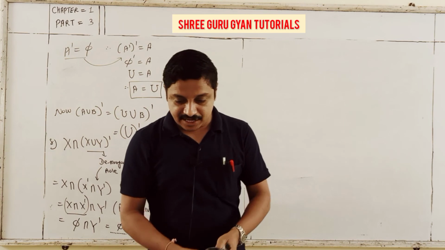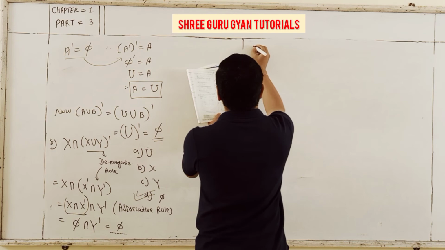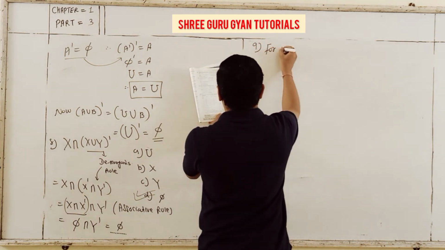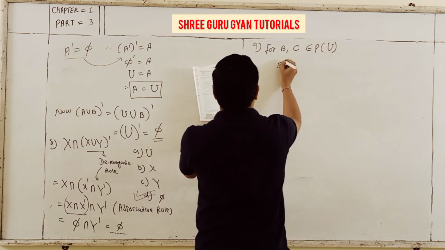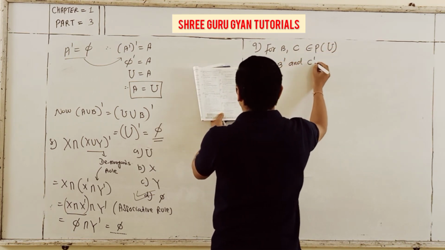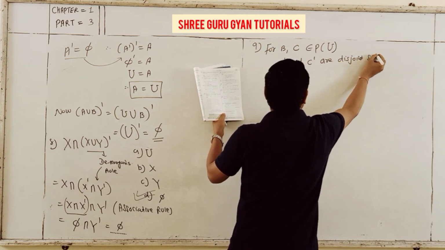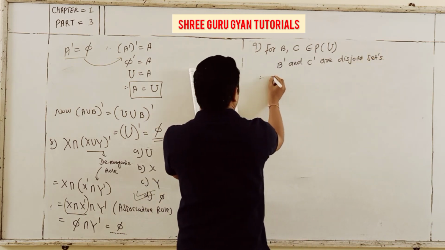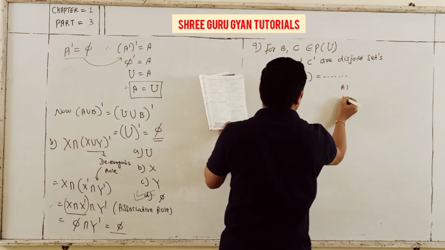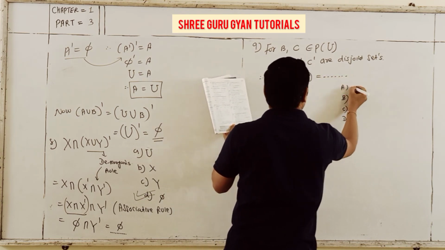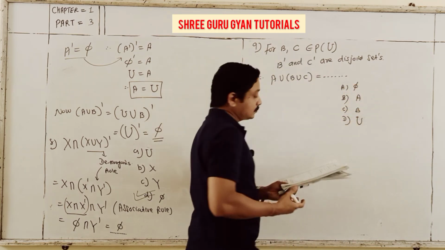Ninth also in the same way going. For the disjoint sets, for B, C belongs to P of U, and B dash and C dash are disjoint sets. So A union B union C is dash dash dash dash. Your options are given: null set, A, B and U.